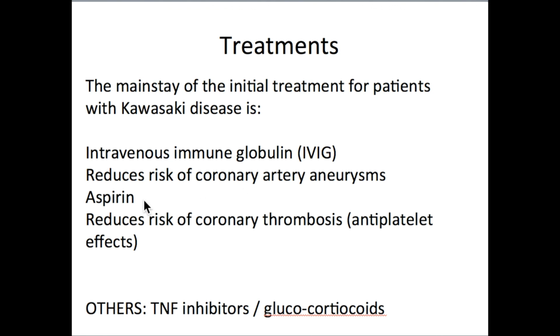So this is one of the few diseases where you give aspirin to a child, and along with aspirin you would also give IVIG, and both of these are preventing the myocardial infarction as well as the aneurysm. Second-line treatments are TNF-alpha inhibitors and glucocorticoids, but the primary treatment is IVIG and aspirin.